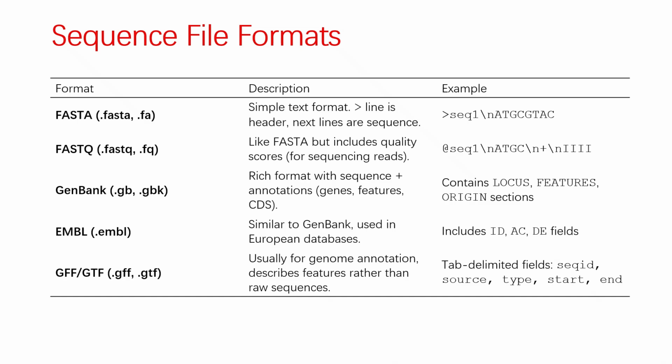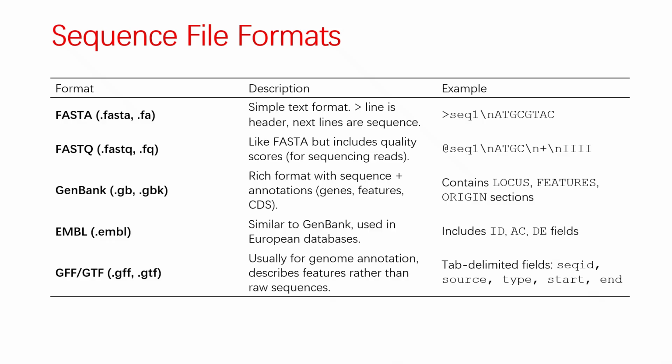EMBL, another annotated format, mainly used in European databases. It's similar to GenBank, but with slightly different headers. GFF or GTF, these are feature formats, storing information about gene locations and other genomic features. They are tab-delimited files that indicate positions, gene IDs, and types.